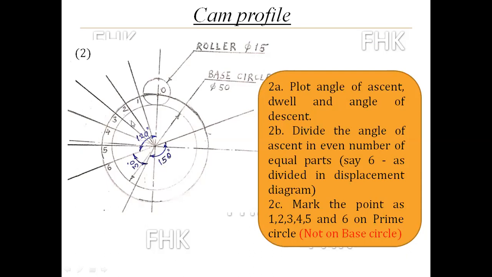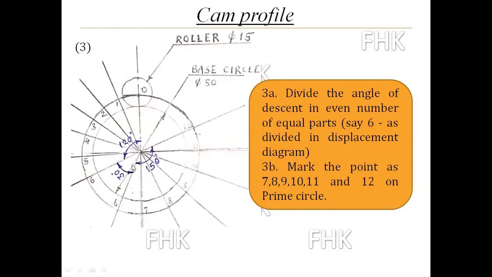If you make the mistake in the examination of giving the numbers on the intersection points on the base circle, your complete procedure will be wrong, your cam profile will be wrong, and you will get 0 marks in cam profile. So remember that point. Mark the points 1, 2, 3, 4, 5, 6 on the prime circle, not the base circle. This is the important point I highlighted here in red color.